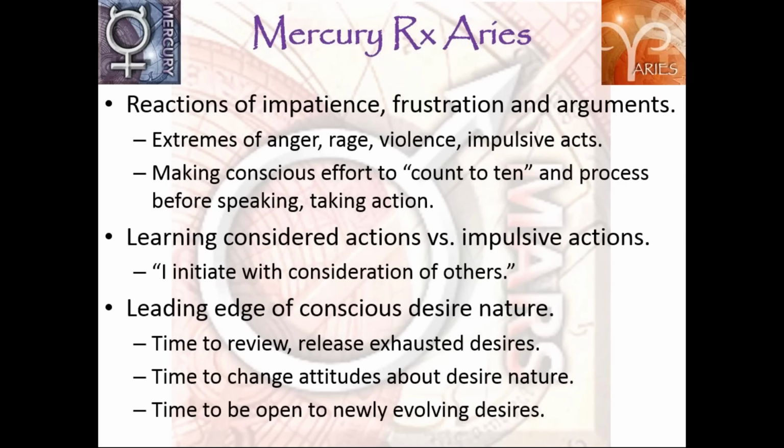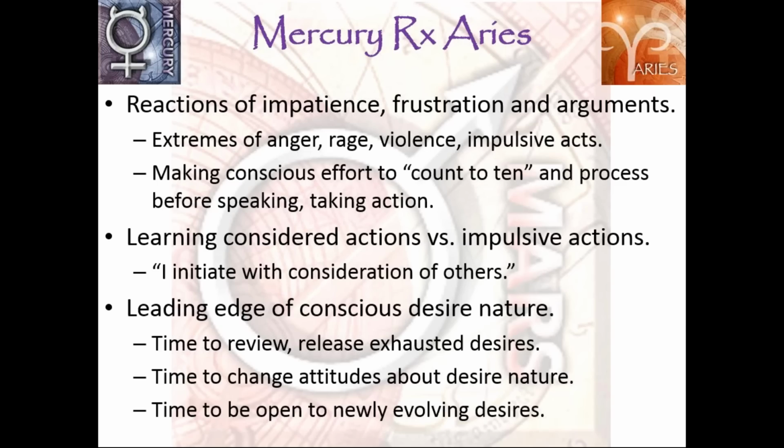Mars, ruling Aries and the first house, is that leading edge of our conscious desire. It's the baby of the zodiac. It's initiation. It is instinctively acting and becoming in whatever way we want to go. It's action to get the feedback, reaction to then know how to make the next action. Well, when Mercury's retrograde in Aries, it's slowing down the actions. It's processing through things before you decide which way you're going to move. I initiate with consideration of others.